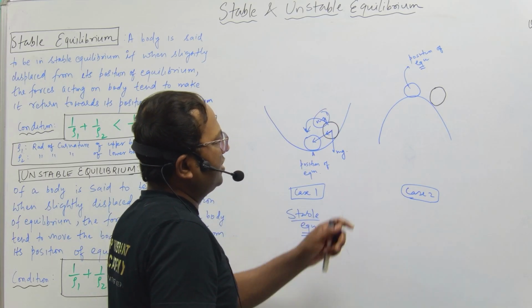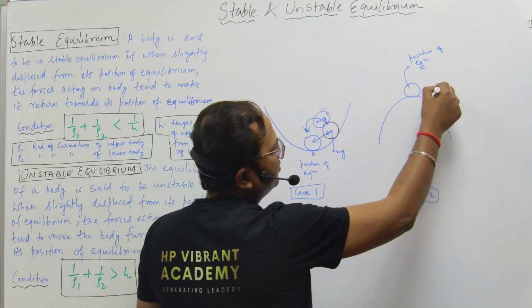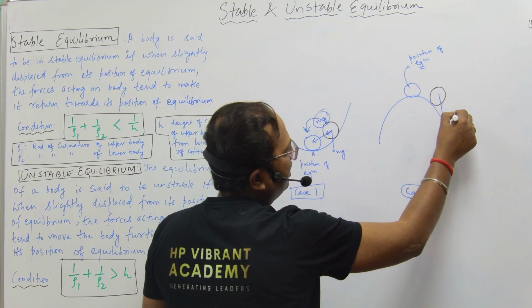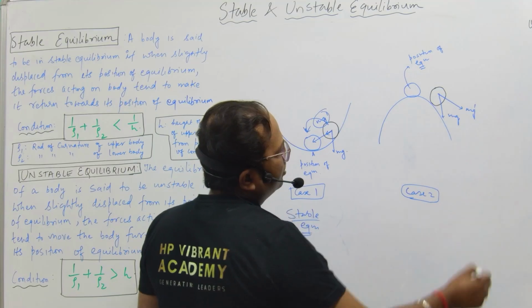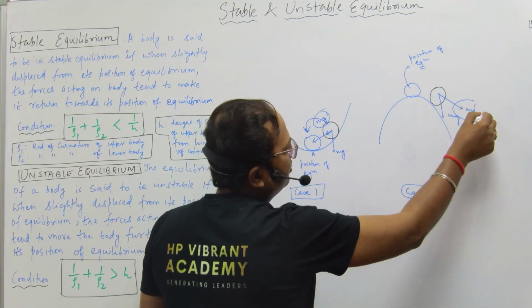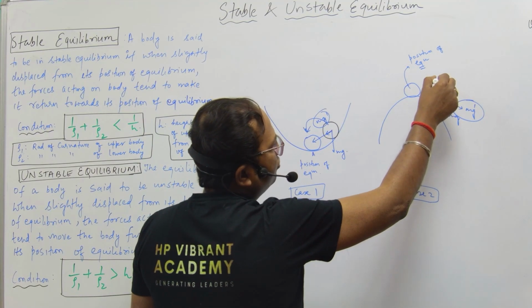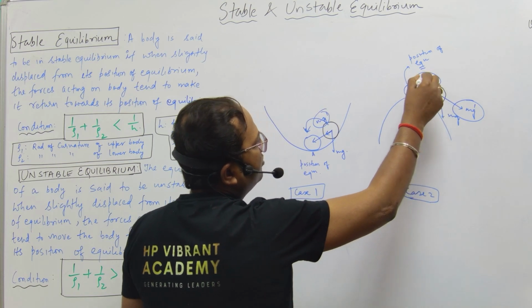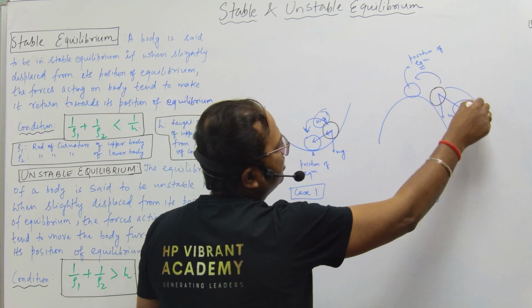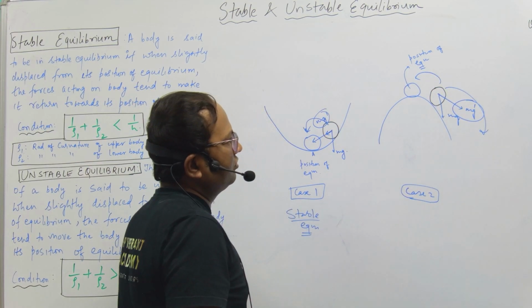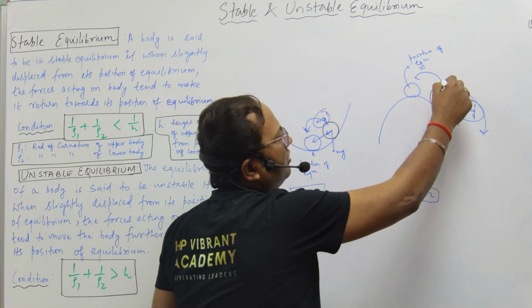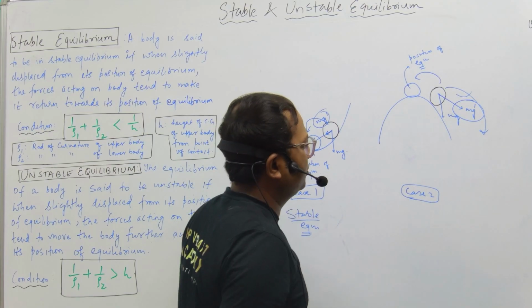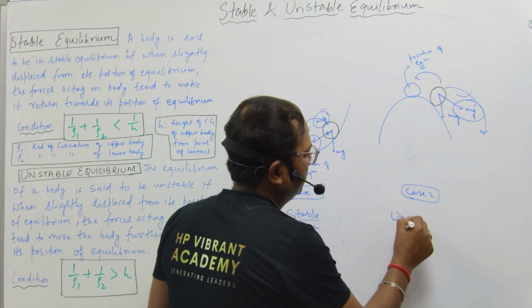But in the second case, this is the displaced position. The force acting on the body will be mg, and the resultant part, let us take this as mg dash. So the resultant part of this mg will not tend to make this body return to the original position. Rather, it will displace it further. So it will not return to the original position; rather, it will tend to move further. So this is known as unstable equilibrium.